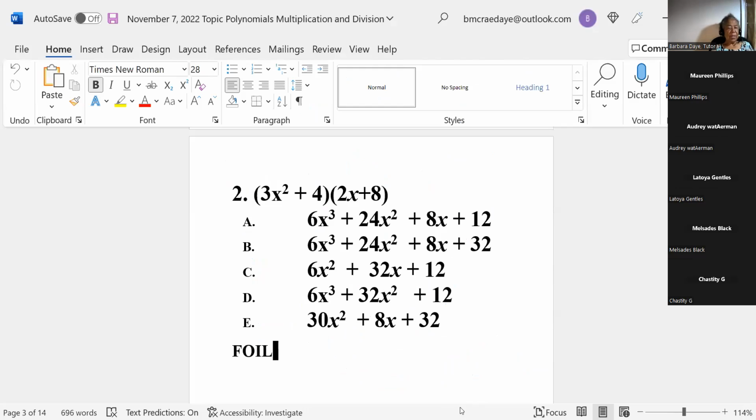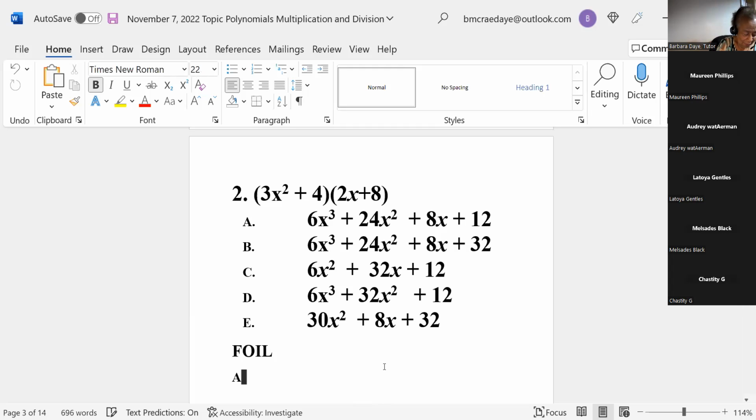All right, so now that you understand FOIL, I want everybody to do number 2 and tell me what answer you get. Follow the FOIL and do number 2. I got an answer, but I don't know if it's correct. What did you get, Chastity? I got B. Okay, anybody got a different answer? I got B too. Okay, any different answers?